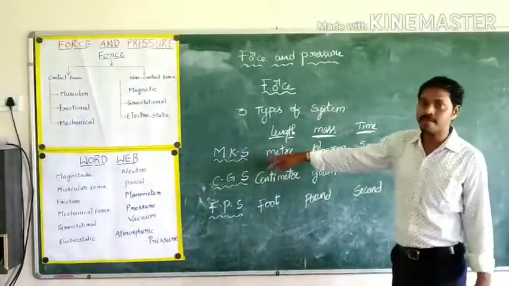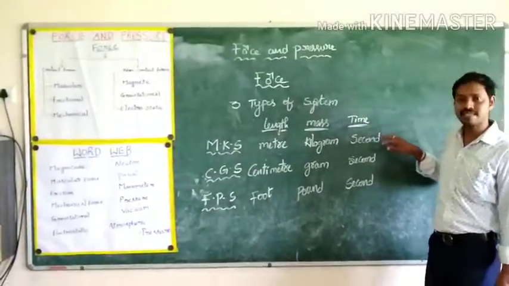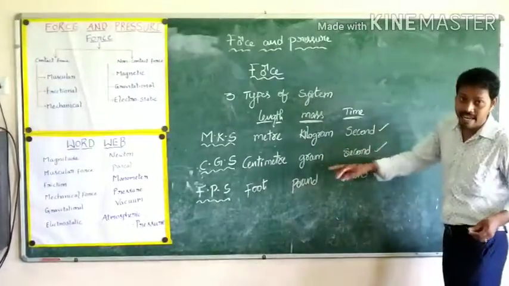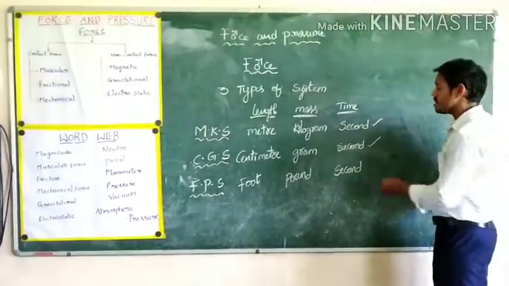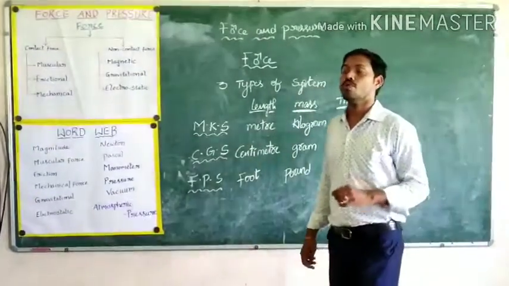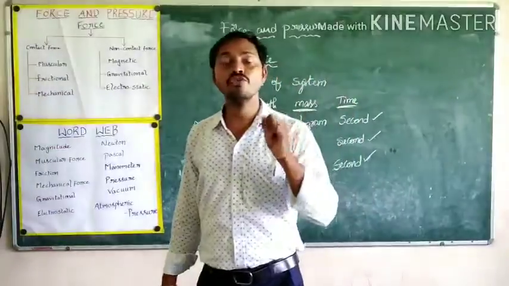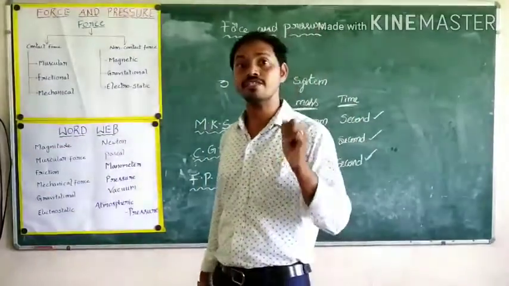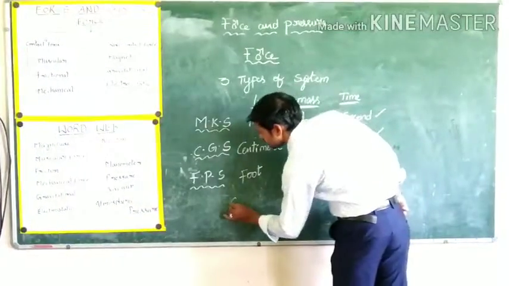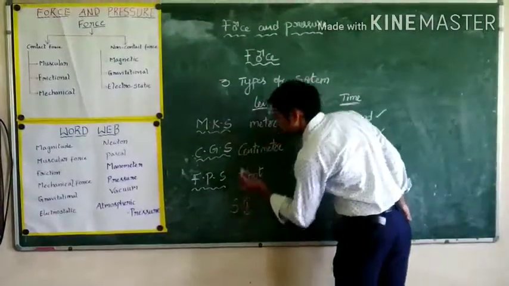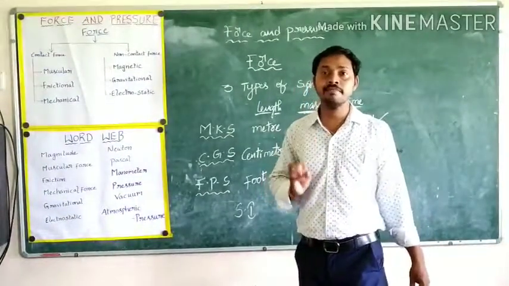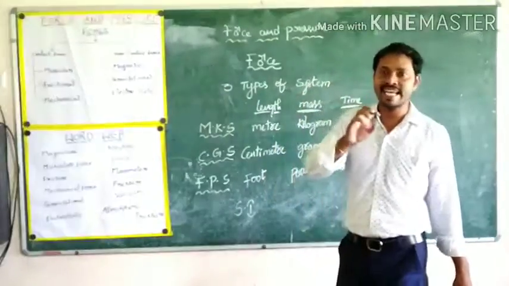See here, in MKS the unit of time is second, in CGS also second, and in FPS also time has the same unit, second. Okay, so the MKS system is also called the SI system. What is the meaning of SI? SI means System of International.